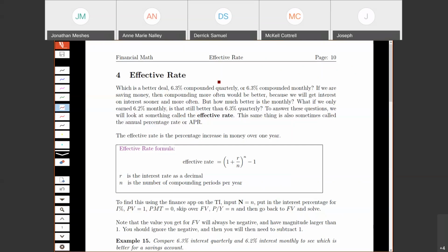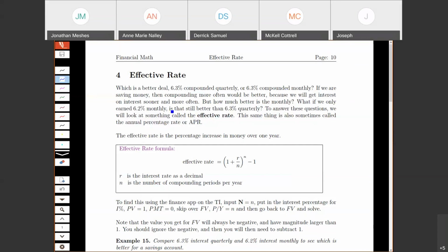Okay, so if we start with an easy example, if I say, what's a better deal, 6.3% compounded quarterly or 6.3% compounded monthly? When I say better deal, we have to be careful about which one we want, right? If I'm saving money, I want the most interest. If I'm borrowing money, I want the least. But right now we'll just say suppose that we're saving money. Well, then if I compound more often, I'll be getting my interest sooner and more often, and so I'll be getting interest on interest more quickly. So obviously the compounded monthly would be better.